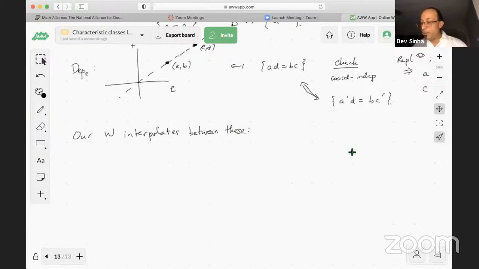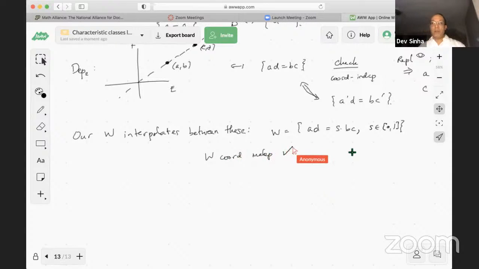Our W is going to be the collection where AD equals S times BC, where S is in the unit interval. Okay. So as we just checked for our dep2, for each S, this equation will be coordinate independent. And so this collection over all S is coordinate independent. So W is coordinate independent.